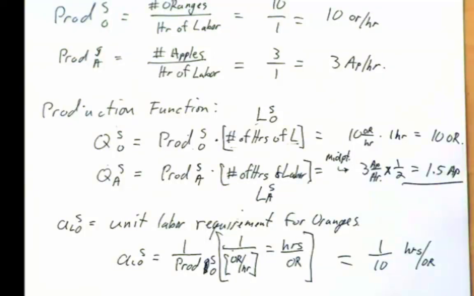So I'm going to define another variable that's often used in the context of talking about production and trade, like we're doing here. This variable doesn't have a variable name that corresponds to what we call it. The variable name is A. And A refers to what we call the unit labor requirement. Unit labor requirement, right here. ALO is the unit labor requirement for oranges. ALO superscript S is the unit labor requirement for oranges for Smith.